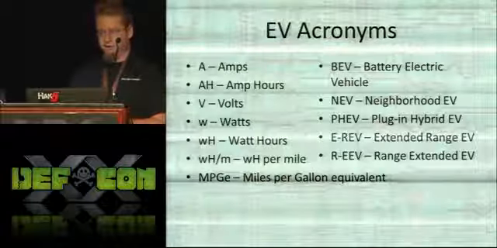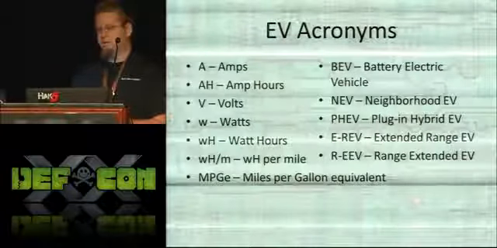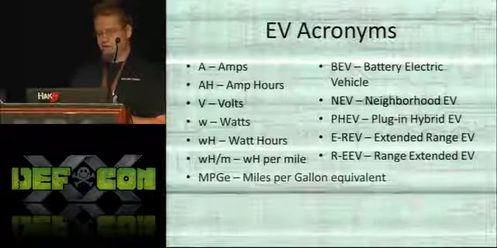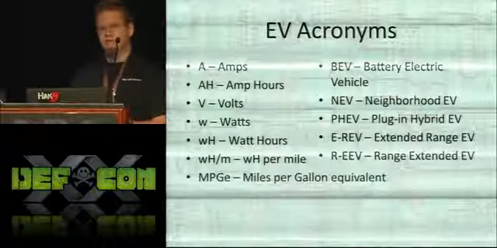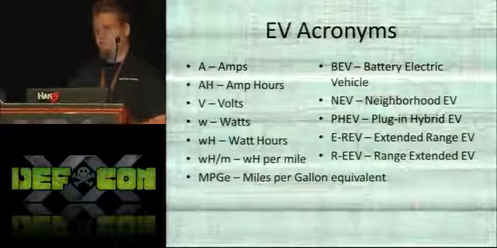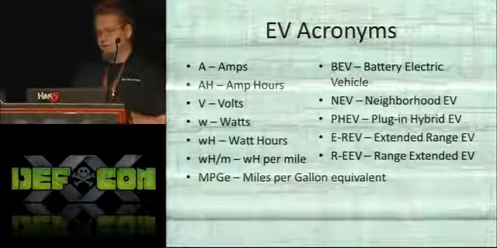I'm sure you know amps, volts. Amp hours is how you measure a battery capacity. Watts and watt hours is how much power you're getting out of that battery. Your watt hour per mile is how much power you need to go somewhere. Miles per gallon equivalent, and that's how you can compare it to a gas car.